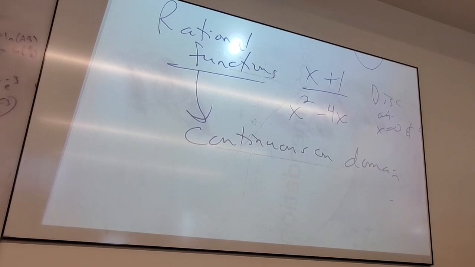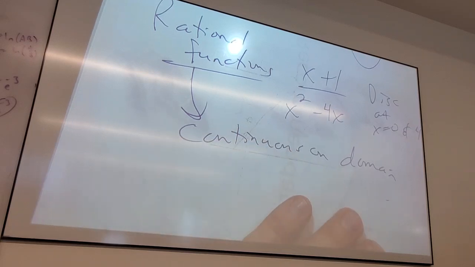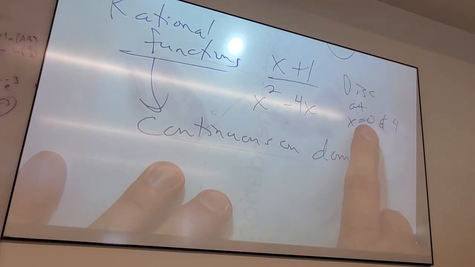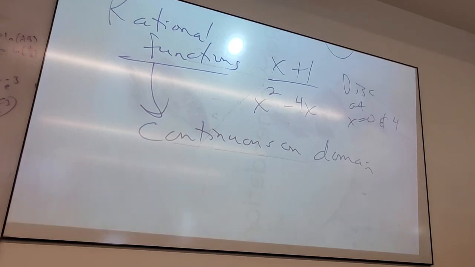So on one level, as a student, you should be saying, well, yeah, if I ignore every problem, then it's fine. That's basically what this is saying. The only problems this has are at 0 and 4, and if you ignore those, because those are not in its domain, it's okay everywhere else. It's perfectly fine. Okay, anyway.